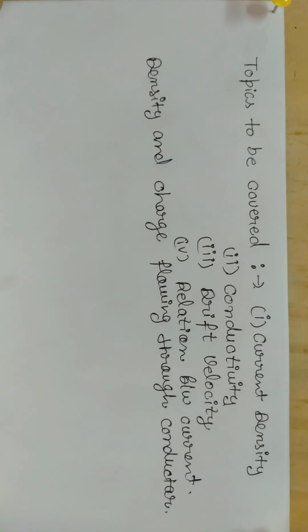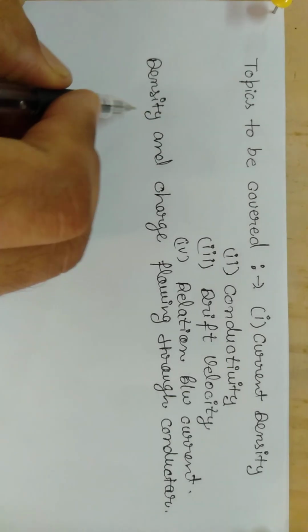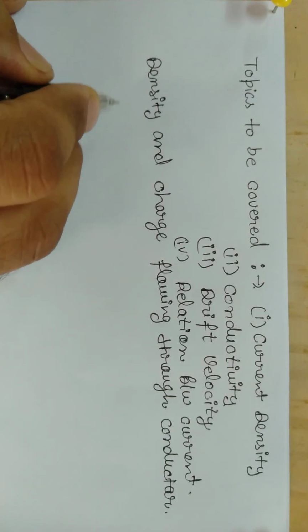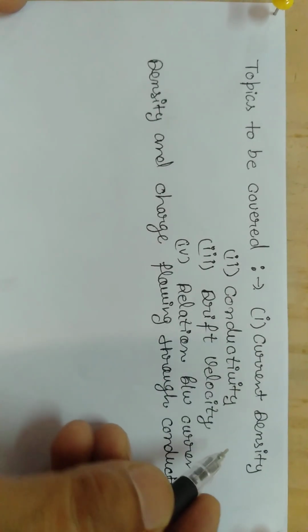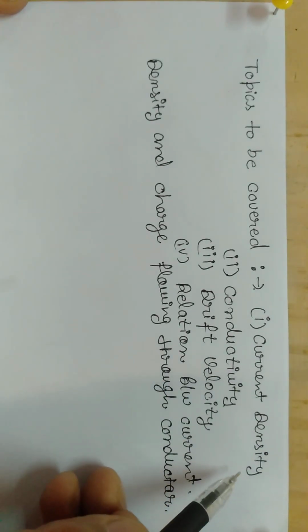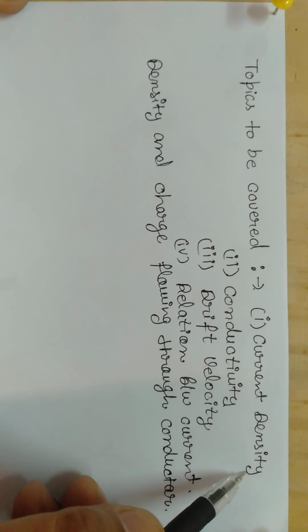So today we will discuss the chapter current electricity. Till now we have discussed the topics from current electricity, that is Ohm's law and the limitations of Ohm's law. After that we have derived the relation of the resistivity, that is, the relation between resistance and resistivity.